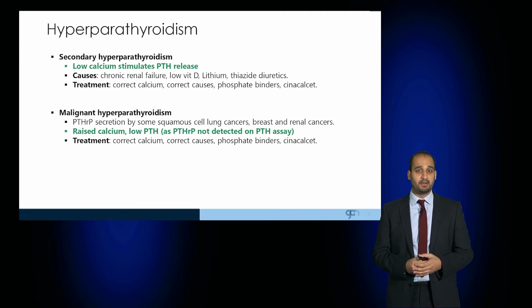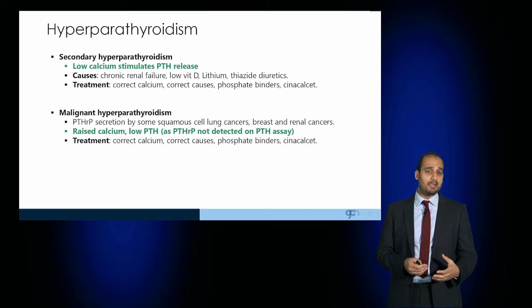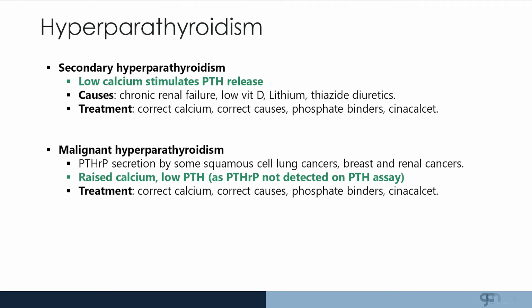Secondary hyperparathyroidism occurs in response to physiology, where low calcium levels stimulate PTH release. This can occur with chronic renal failure, low vitamin D, and drugs such as lithium and thiazide diuretics. The aim is to treat the low calcium by correcting the calcium levels and administering additional drugs such as phosphate binders.